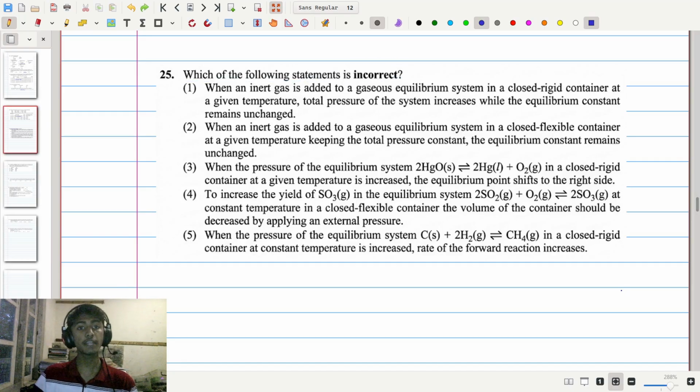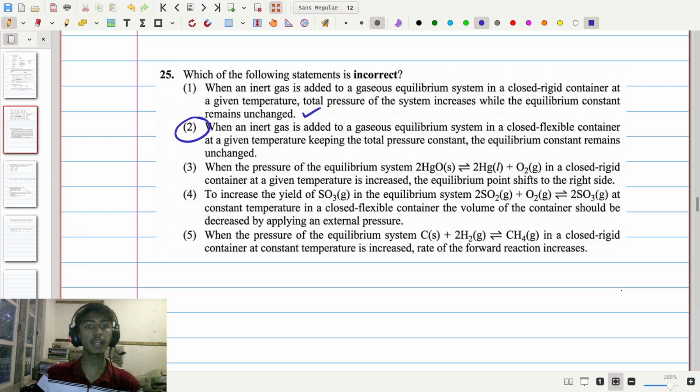Now look at the first statement. It says, when an inert gas is added to a gaseous equilibrium system in a closed rigid container at a given temperature, the total pressure of the system increases while the equilibrium constant remains unchanged. Now this statement is correct, as when you insert inert gas into a system, since the gas has its own partial pressure, it will increase the total pressure. However, since the gas doesn't change the temperature, it's at the same given temperature, the equilibrium constant will remain unchanged.